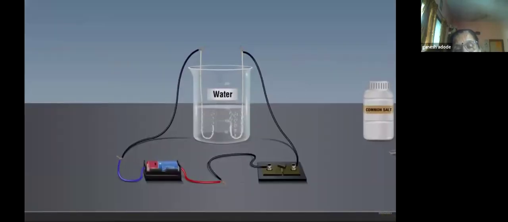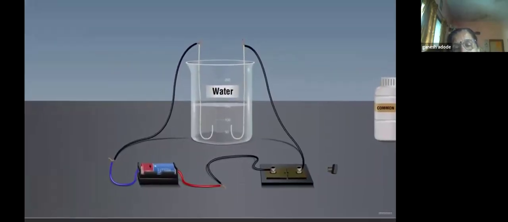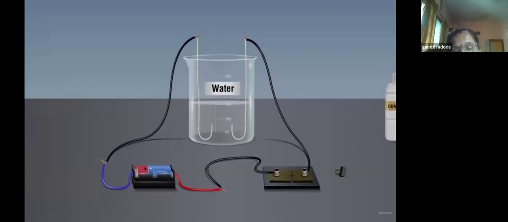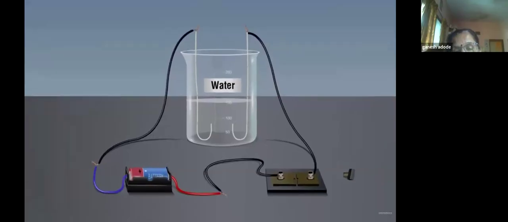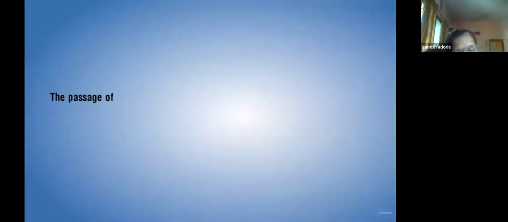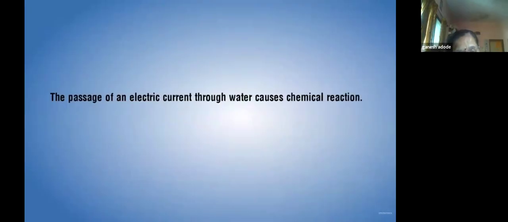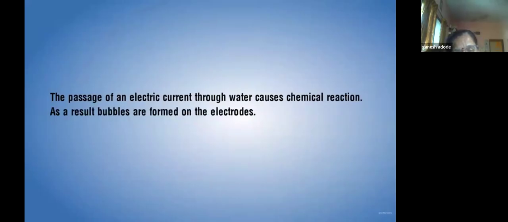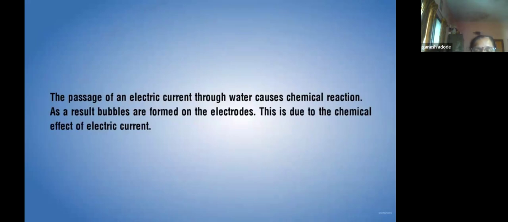Now remove the key from the plug. Do you still observe the bubbles on the electrodes? No bubble formation takes place. Observations: the passage of an electric current through water causes a chemical reaction. As a result, bubbles are formed on the electrodes. This is due to the chemical effect of electric current.